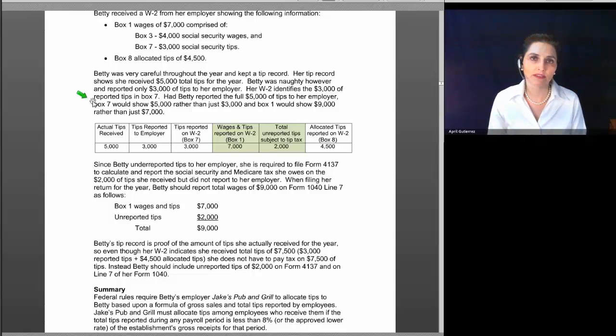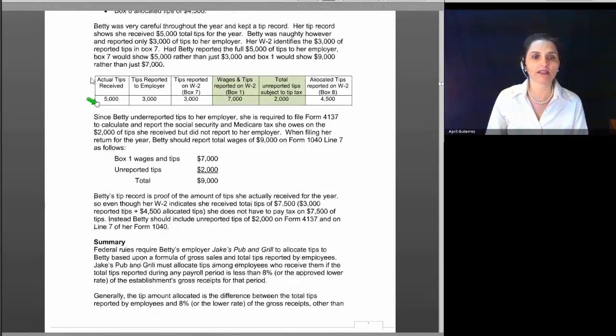So just hearing Betty's information, the story that she's providing, we automatically know she has $2,000 of tips she didn't report, and under the law we know she's required to report that, and she's also now going to be required to pay a tip tax because she didn't report it.